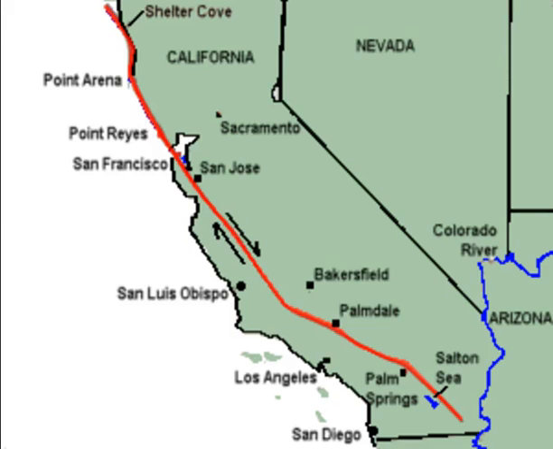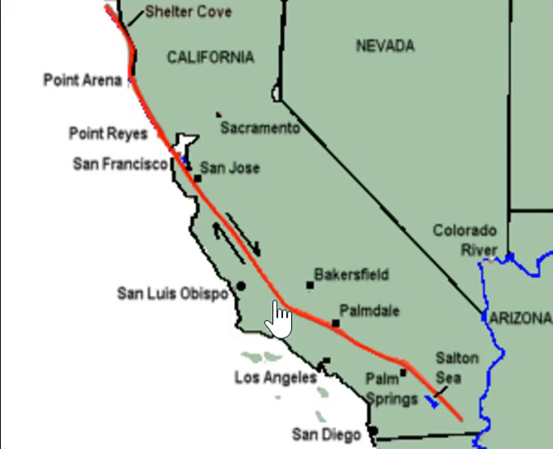In California, the North American plate and the Pacific plate slide past each other along a deep crack in Earth's crust called the San Andreas Fault. And the picture on your screen shows where the San Andreas Fault runs, and you can see where Bakersfield is in relationship to that fault line.